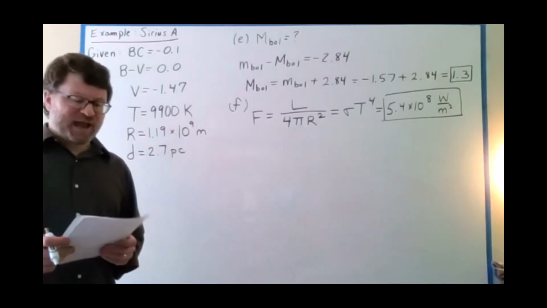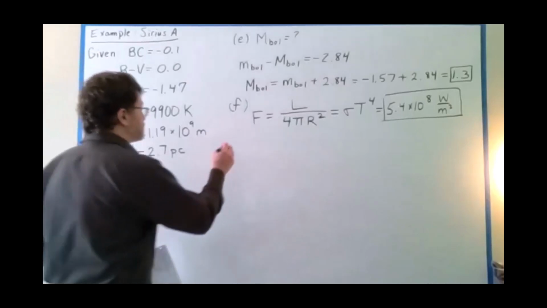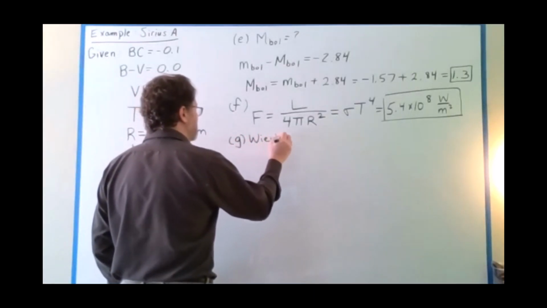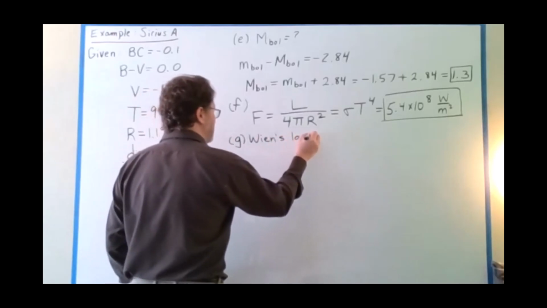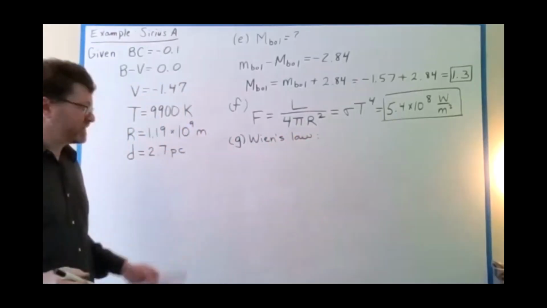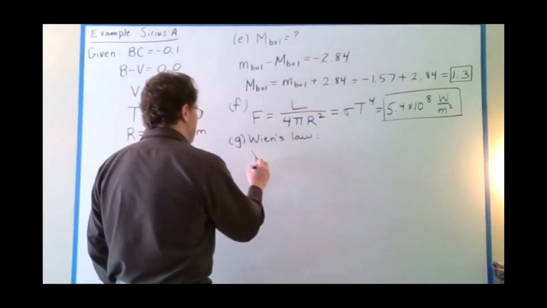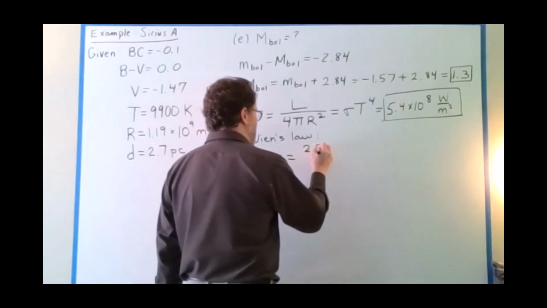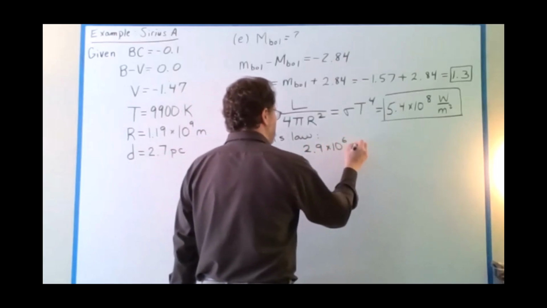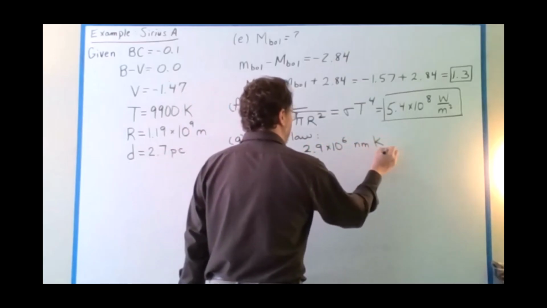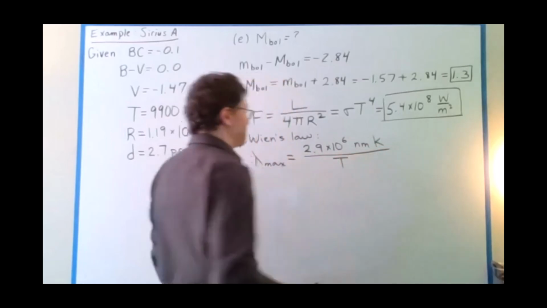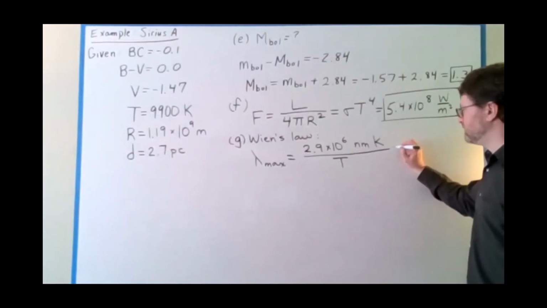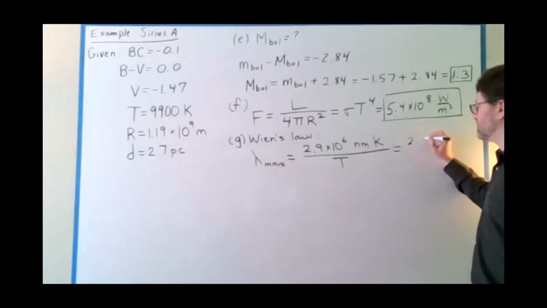We're on to part G now, and in part G, we're asked to find lambda max. Wien's law is what allows you to find that peak wavelength, lambda max. In particular, lambda max is equal to 2.9 times 10 to the 6th nanometer Kelvin divided by the temperature. Okay, that K there is Kelvin, not Boltzmann constant, of course.